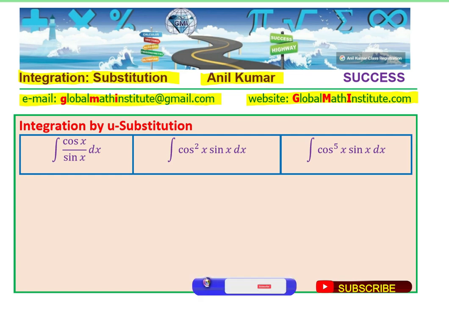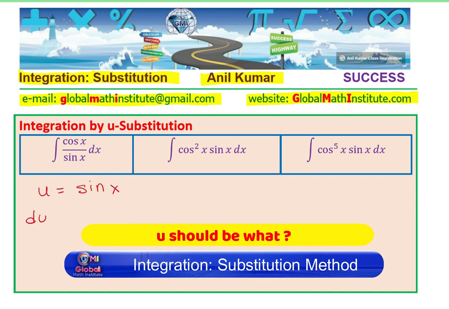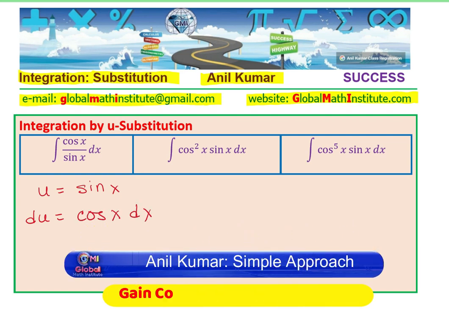So let's see. In the very first case, what should be the substitution? Well, sin x in the denominator is a good candidate for substituting. So we'll write u as sin x, and du will then be equal to the derivative of sine, which is cos x dx. Correct? So that substitution can help you solve the first question.